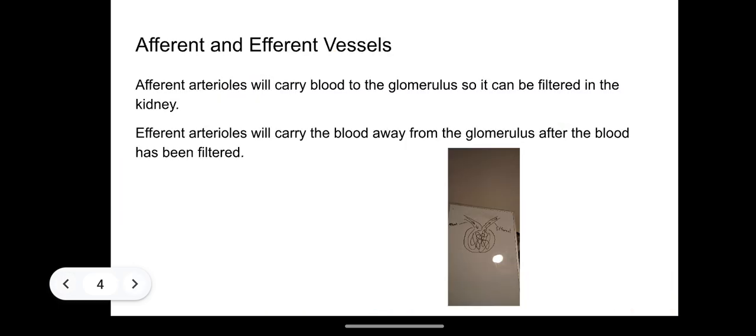Afferent and efferent vessels, or arterioles. So, afferent arterioles typically carry the blood to the glomerulus, so then it can be filtered within the kidney. Efferent arterioles will carry the blood away from the glomerulus after the blood has been filtered.